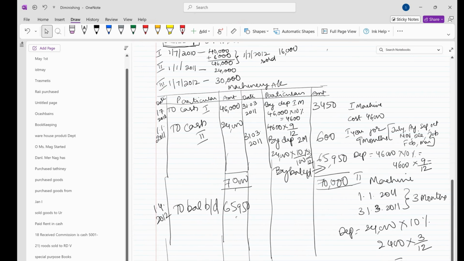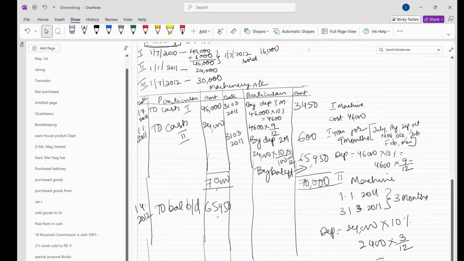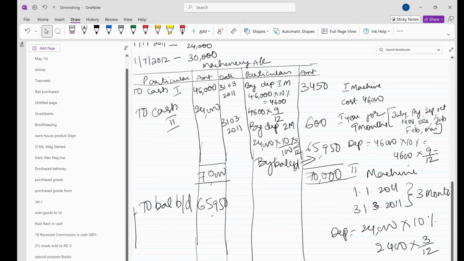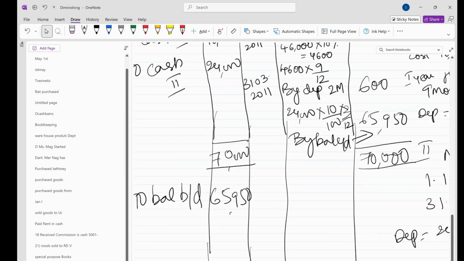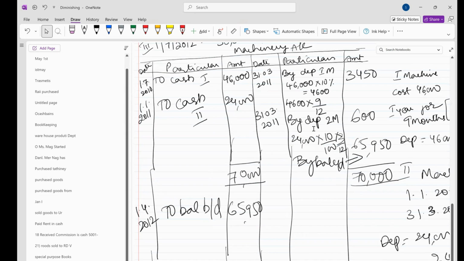Okay. Now, 1/4/2012 opening balance is 65,950. Now, on 1/7/2012, you sold it for 16,000. Which one? First machine. Okay, so on 1/7/2012, that is only, no?